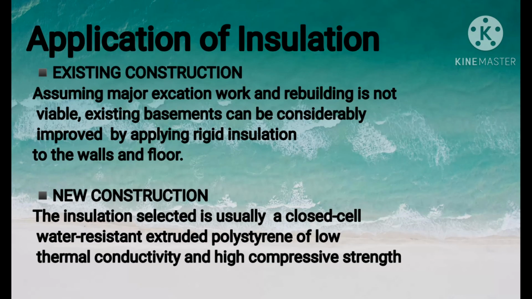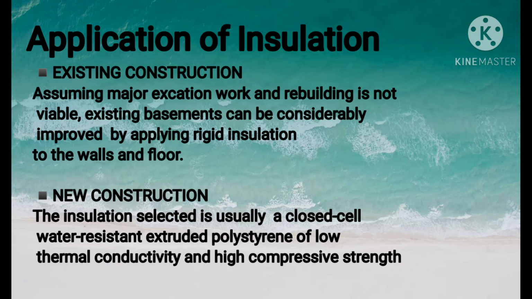Application of insulation. We have here existing construction and new construction. For existing construction, assuming major excavation work and rebuilding is not viable, existing basements can be considerably improved by applying rigid insulation to the walls and floor. Surface finishes can be provided by dry lining the walls with vapor check plasterboard, and covering the wall or the floor with particle board and a vapor control underlay to minimize the risk of condensation.